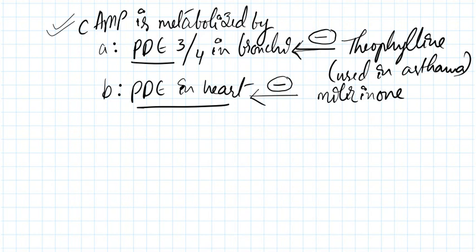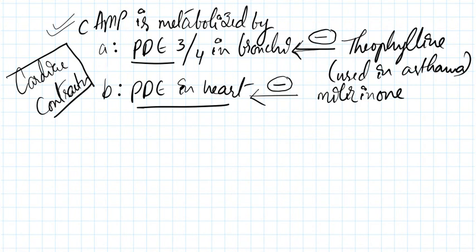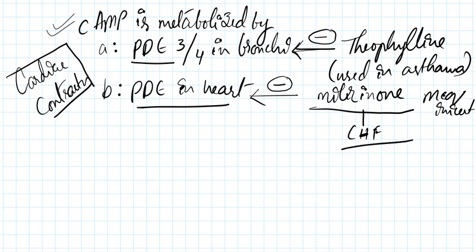What does this cyclic AMP cause in heart? In heart, cyclic AMP increases cardiac contraction, thereby improving the activity of the heart. So the phosphodiesterase in heart is inhibited by milrinone. Very important MCQ for INICET. Remember this. This milrinone is used in CHF, congestive heart failure. You got this? So this is all about Gs type of receptors.